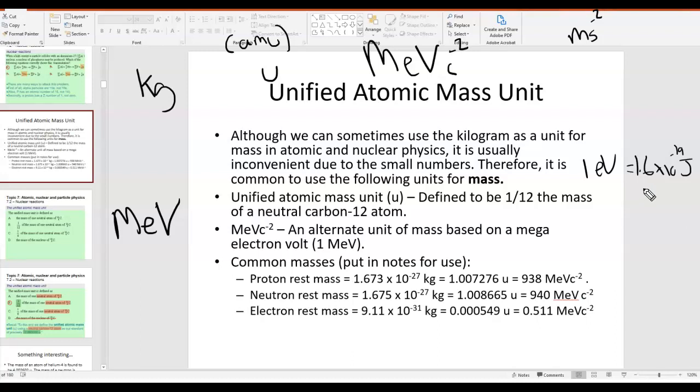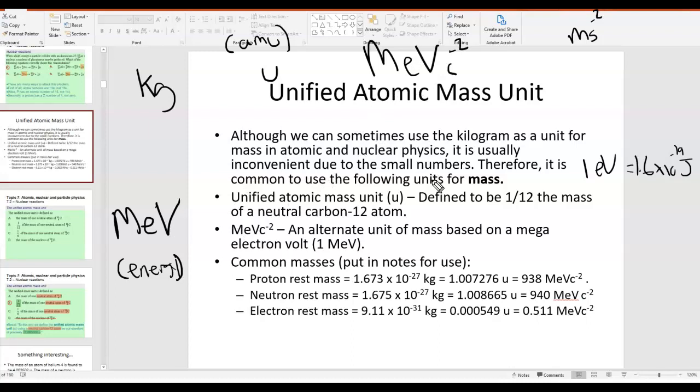So it's basically 1,000,000 times this number, because mega is 10 to the power 6. Okay, so that's what MeV is. MeV is a unit of energy. It's very important that you realize MeV per c squared, even if you don't understand why, MeV per c squared is a unit of mass. Don't confuse MeV, which is a unit of energy, and MeV per c squared, which is a unit of mass.